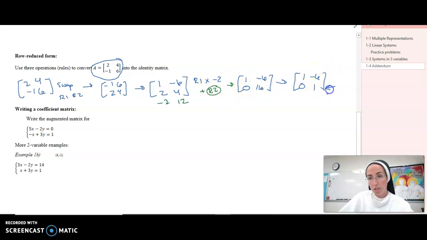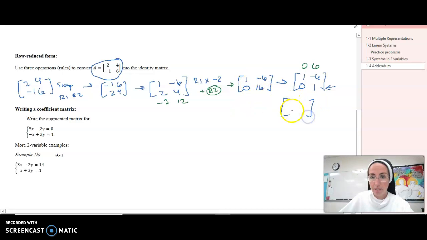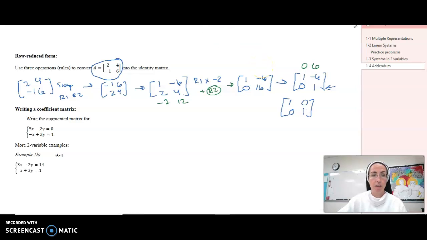Well, what if we took row 2, multiplied it by 6, and added it to row 1? We'll do that in green. Multiply row 2 by 6, so this becomes a 0, and this is a +6. And now let's add it to row 1. 0 and 1 is 1, 6 and -6 is 0. And that's how we get our identity matrix.